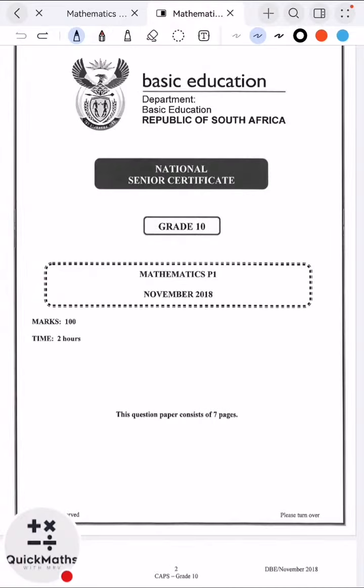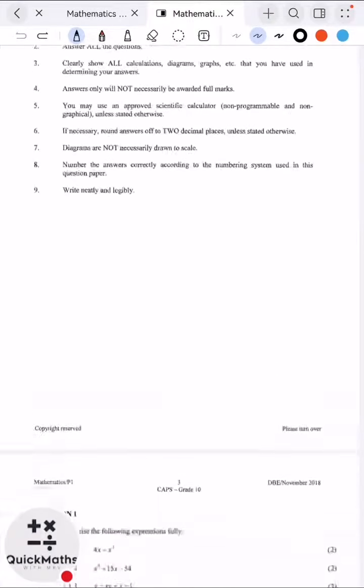Okay, it is 5 o'clock. We will begin. This is a paper that I found. It's a 2018 paper, just an old paper. I googled old grade 10 math exams, and this was one of the ones that came up. We're just going to work through this paper for our session today.